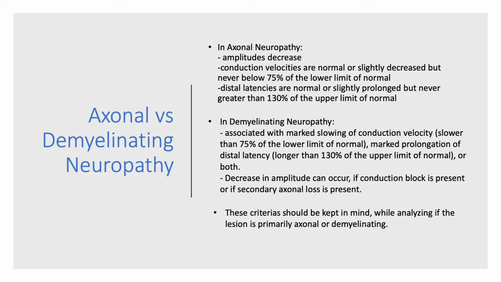Decrease in amplitude can happen in demyelinating neuropathy, but only if there is a secondary axonal loss, or if there is conduction block present, as Dr. Singhal explained earlier. The conduction block can happen in demyelinating neuropathy because the nerves are conducting slowly, and the difference between different nerve fibers can result in temporal dispersion and phase cancellation, leading to this loss of amplitude. So these criteria should be kept in mind while analyzing if the lesion is primarily axonal or demyelinating.